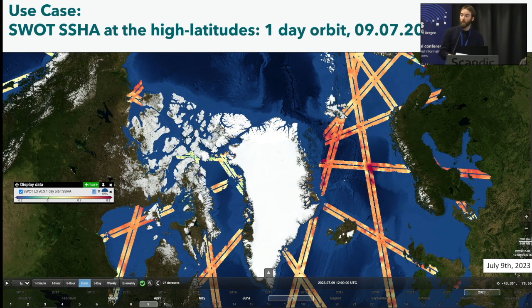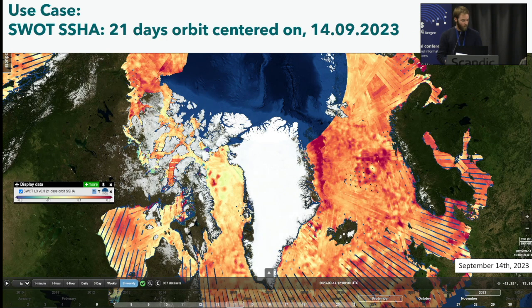Next, we can also explore new data. This is the example of the SWOT mission, whose data became available fairly recently. What we see here is the fast sampling phase, which happened during the first 91 days when the data was available. This is a one-day orbit, and they then moved on to a 21-day orbit for maximum coverage, which is what we see here. This, by the way, is the sea surface height anomaly. SWOT is an altimetry mission, sorry. And here we show 2 weeks of data coverage.